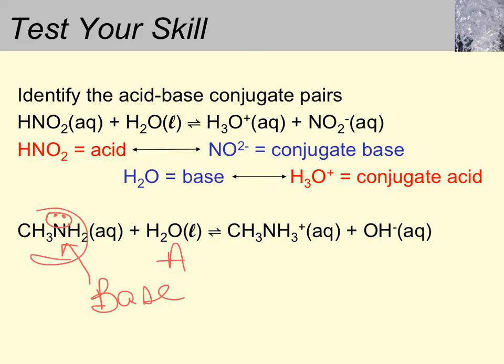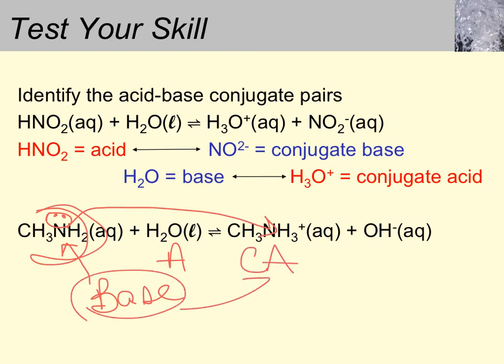Let's look at the base, and we know they accept hydrogen ions. What is it going to form once it does that? Right here. So that is going to be your conjugate acid. Remember, bases make acids. And your acid, water, which is going to be the proton donor, once it donates, is going to make hydroxide. So that will be your conjugate base.